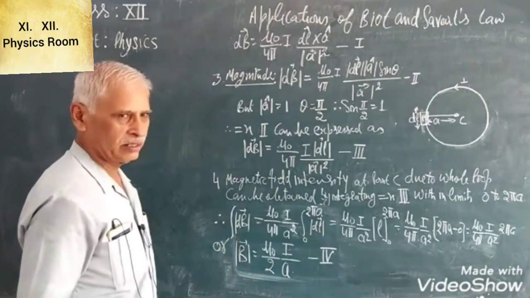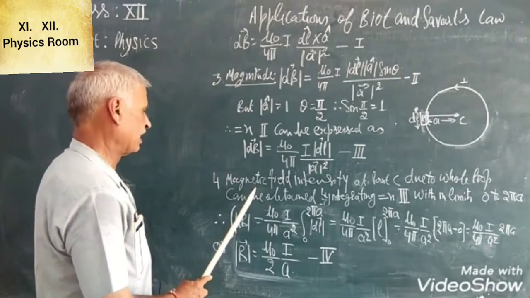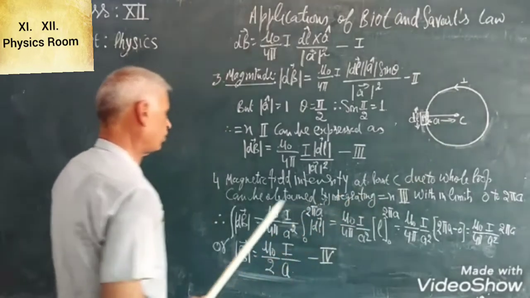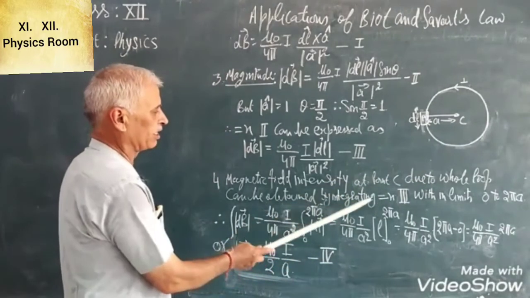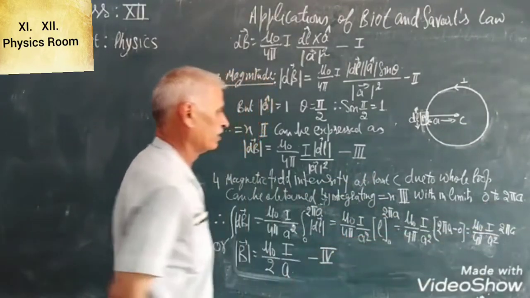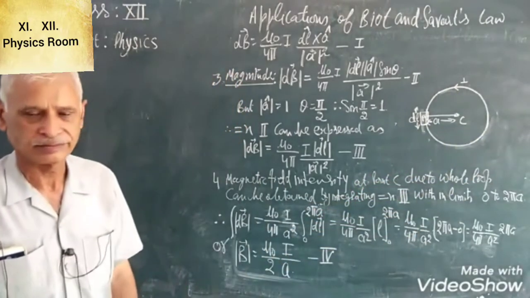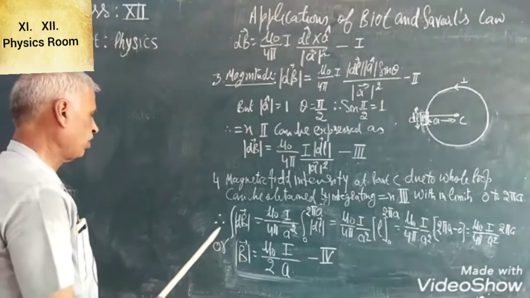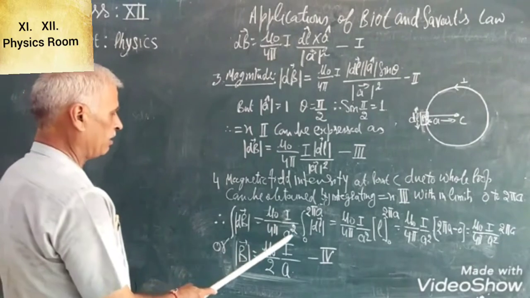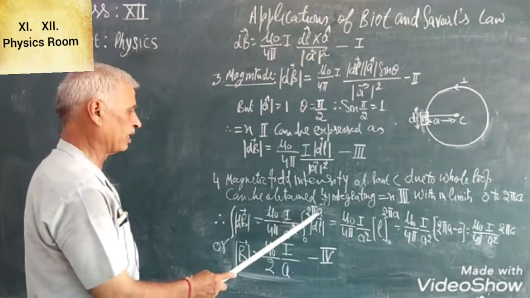Now how do we calculate the magnetic field due to the whole loop? In the fourth step, we calculated the magnetic field intensity at point C. The field at C due to the whole loop can be obtained by integrating equation 3 within limits 0 to 2πa, because the length of the loop is 2πa. So, integration of mod dB is equal to μ0 over 4π, I by a square, integration of dl, limits 0 to 2πa.